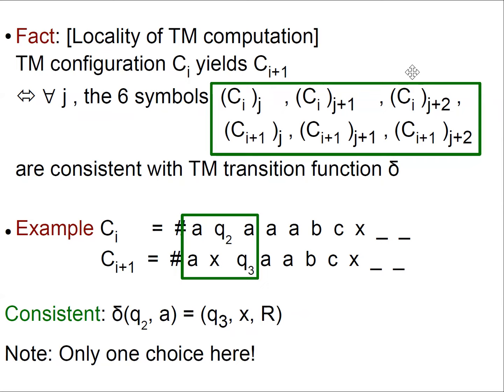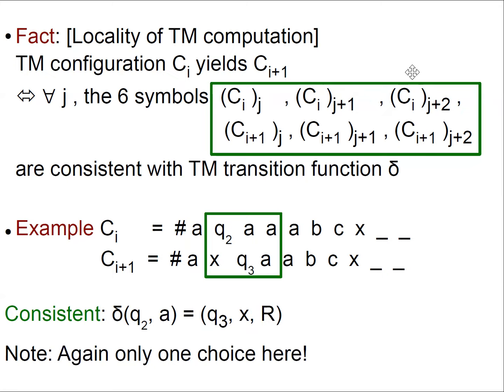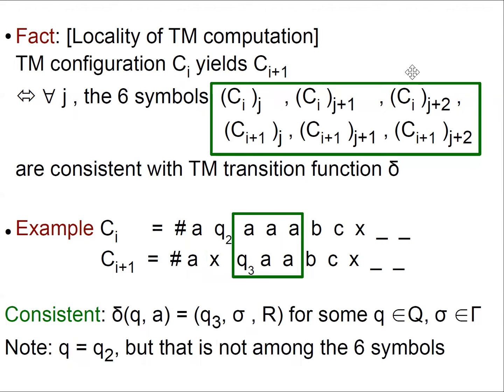Here, actually, you only have one choice because you see everything. So this has to be consistent with delta Q2A being Q3. Write an X and move to the right. And again, for the next window, you only have one choice because I have stayed in the second thing. For the next one, there's more than one choice, okay?